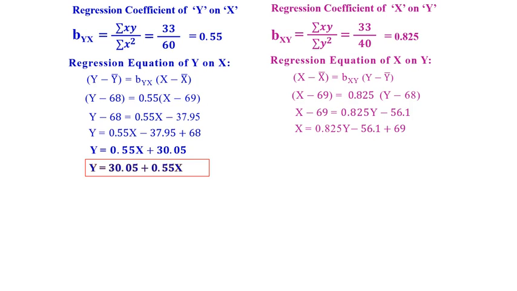If transposed to the right hand side, it becomes plus 69. The final answer: x equals 0.825y plus 12.9. I am writing it as x equals a plus by, like this. X equals 12.9 written first, plus 0.825y written next. So that is how x equals a plus by comes about. Okay, this is how we find the regression equations.